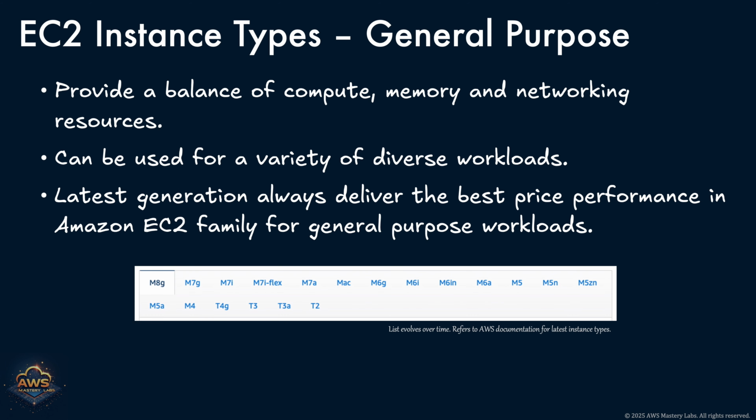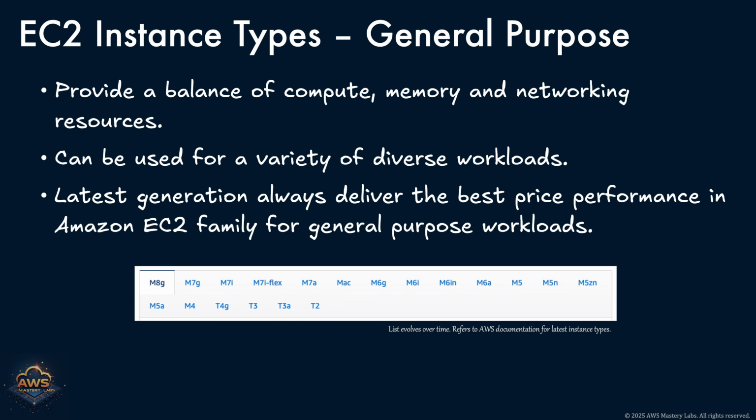As the name implies, general-purpose instances are designed to provide a balanced mix of compute, memory, and networking resources. This makes them ideal for a wide range of everyday workloads where no single resource dominates. Typical use cases include web servers, application servers, development and test environments, and code repositories, where consistent, moderate performance across all resource dimensions is more valuable than specialized performance in one area.